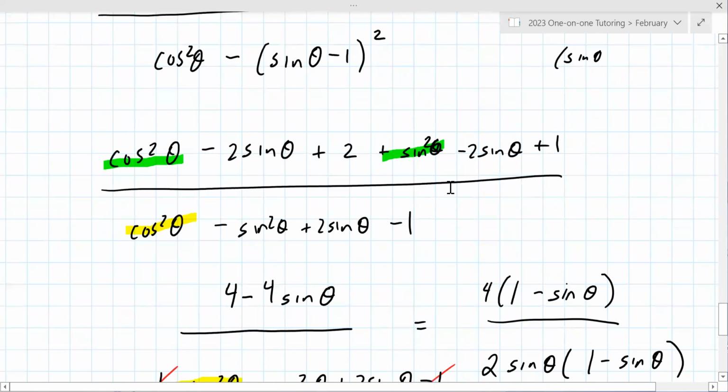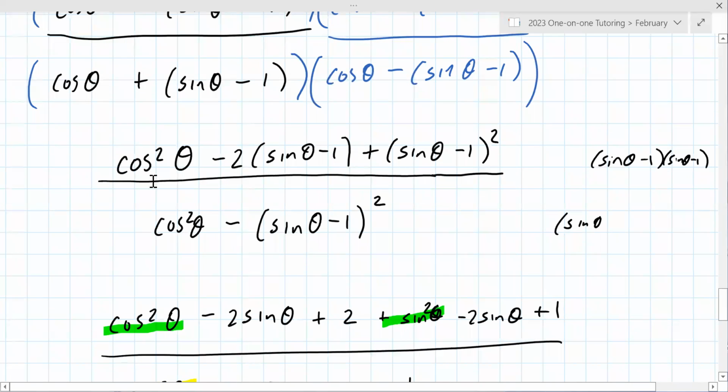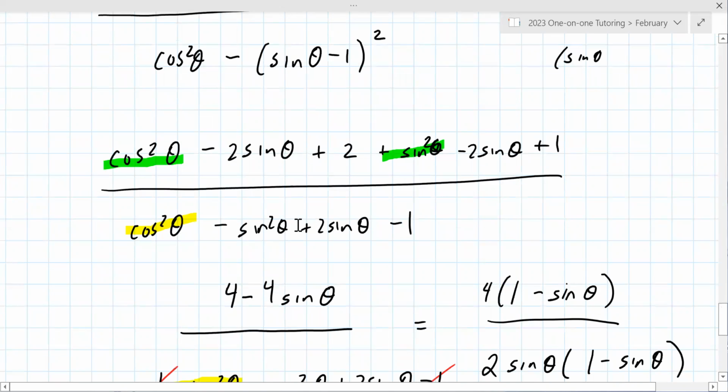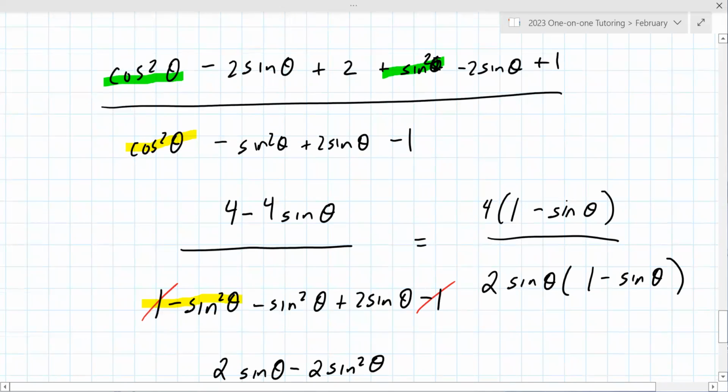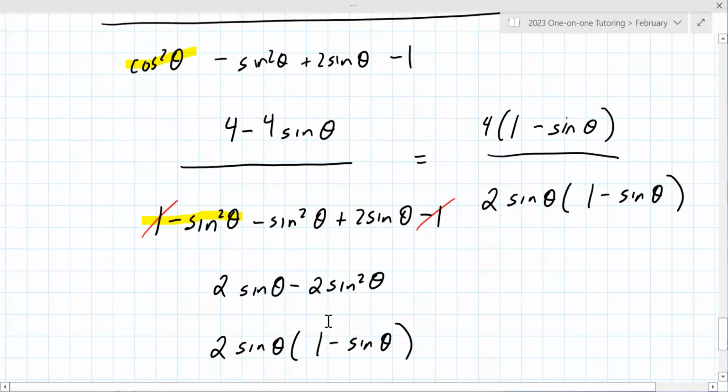Okay, that's looking good. The bottom, these differences squared, so it becomes this squared minus this squared, which is what we have, minus sine squared. Okay, that looks okay. So that's 1 plus the 1, that's 2, that's 4. 4 minus 4 sine theta. Got those 2 right there. Bottom, 1 minus sine squared theta minus sine squared theta plus 2 sine theta, 2 sine theta minus 2 sine squared theta, 2 sine theta times 1 minus sine theta.